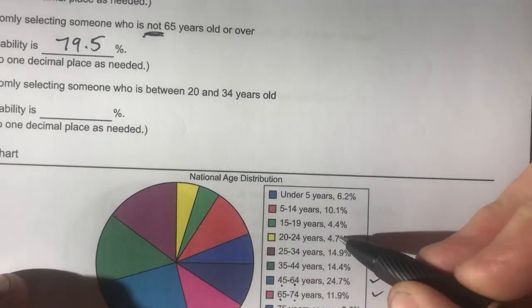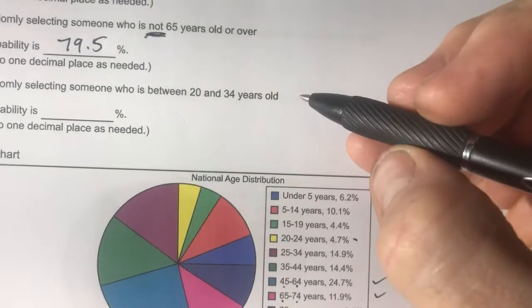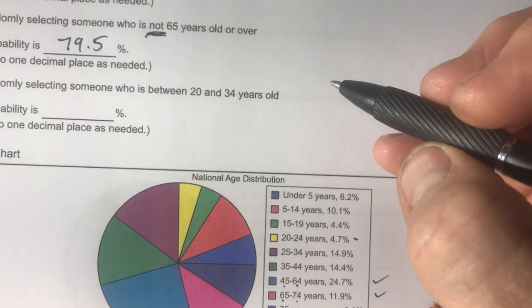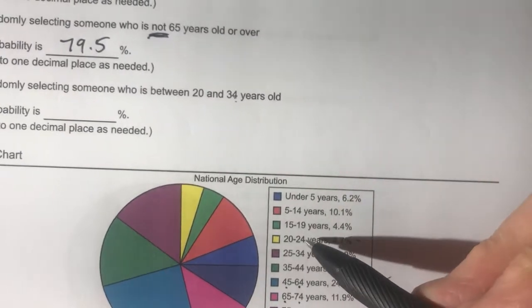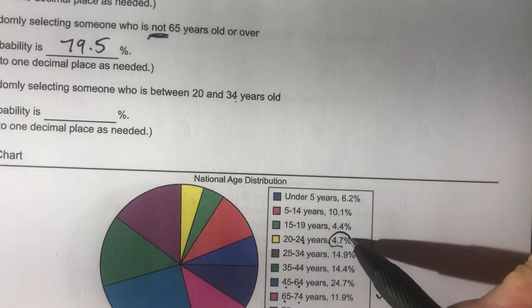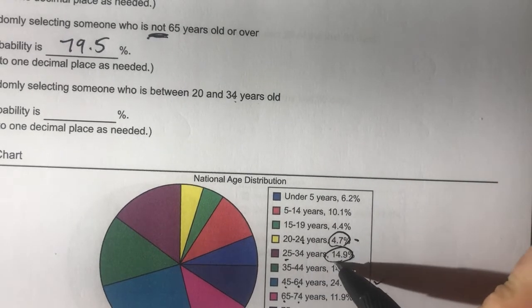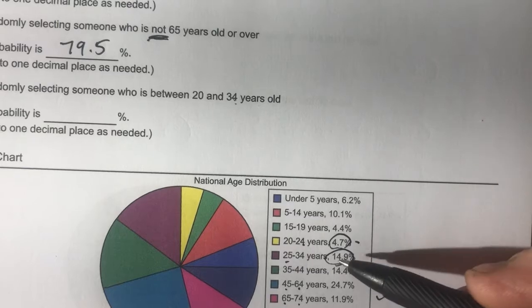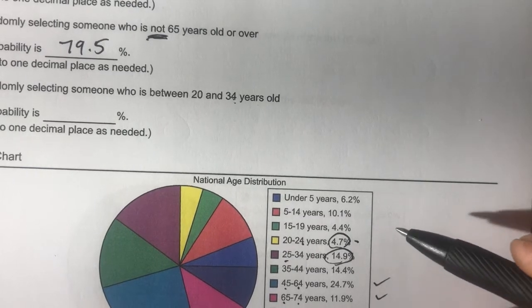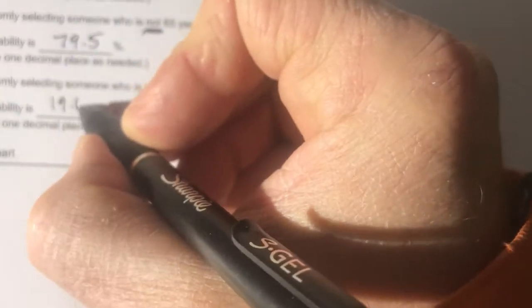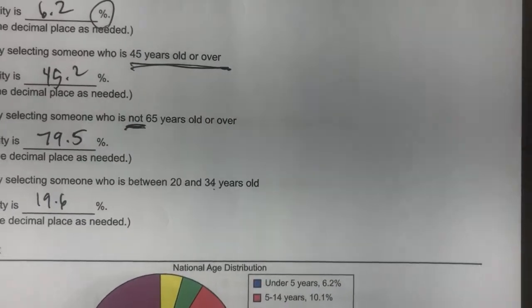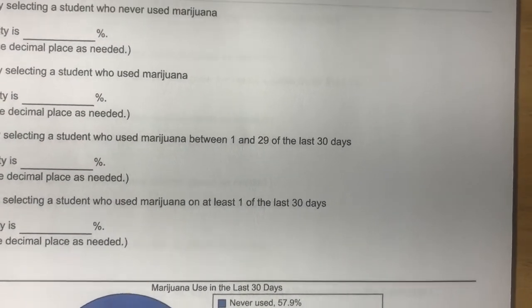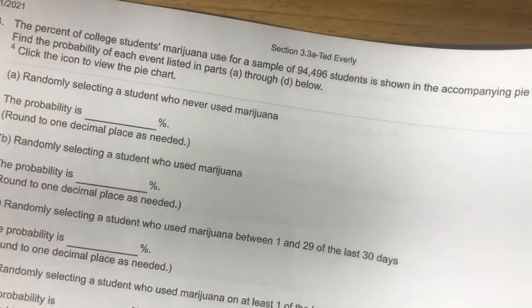And then part D here, randomly selecting someone who is between 20 and 34. Between 20 and 24, that's 4.7. Oh, wait a minute, 20 and 34. So there's 20 to 24, so we've got that one, and 25 to 34. I've got to add both of these two together, so it's going to be 19.6. And I got the last two right, so we're in good shape. Here's another one, same thing. I'm not going to do that one.